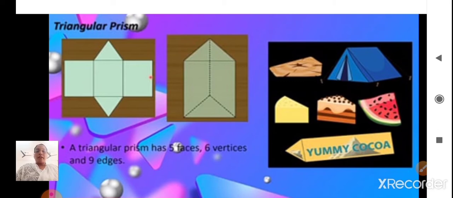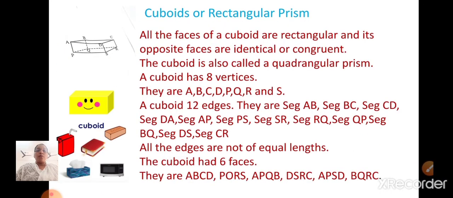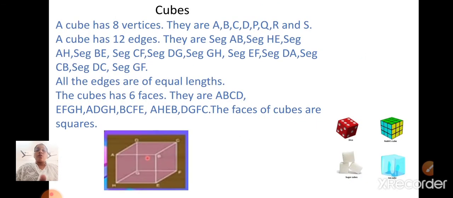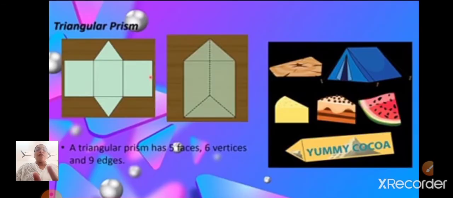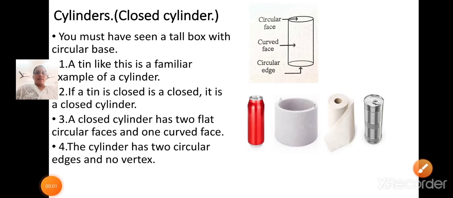So we have to keep this in mind. A cuboid has 8 vertices, 12 edges and 6 faces. But the edges are not of equal length. Okay, and a cuboid is also known as rectangular prism or quadrangular prism. Next cube, it has 8 vertices, 12 edges and 6 faces. All the edges are of equal length. And next in triangular prism, it has 5 faces, 6 vertices and 9 edges. Clear, children?